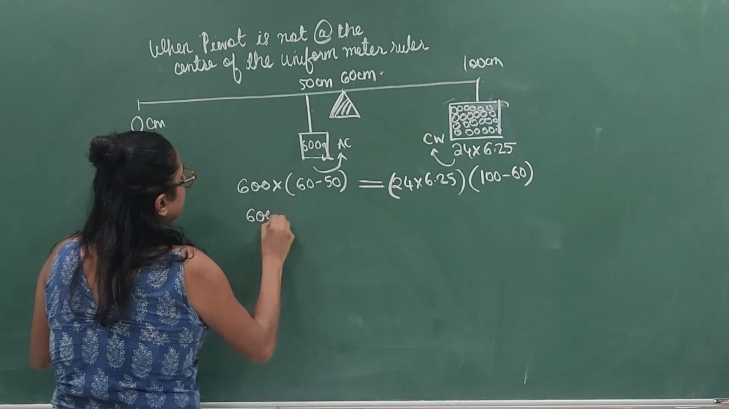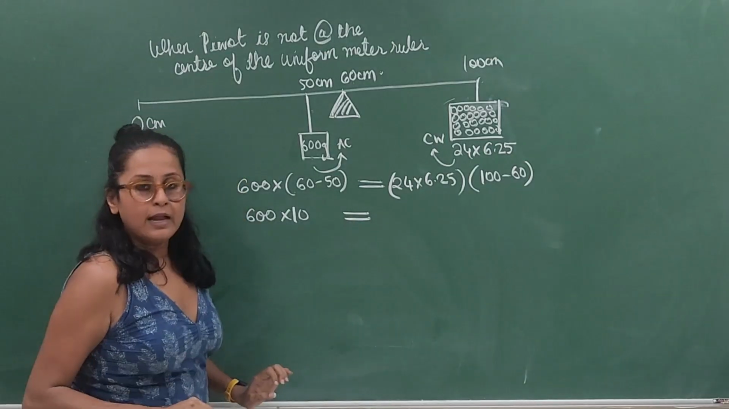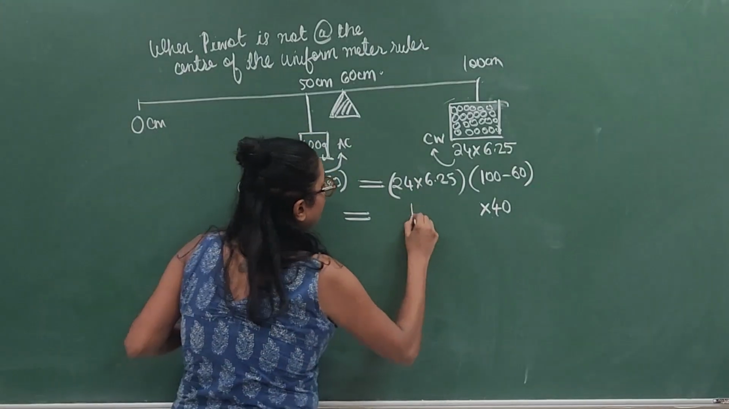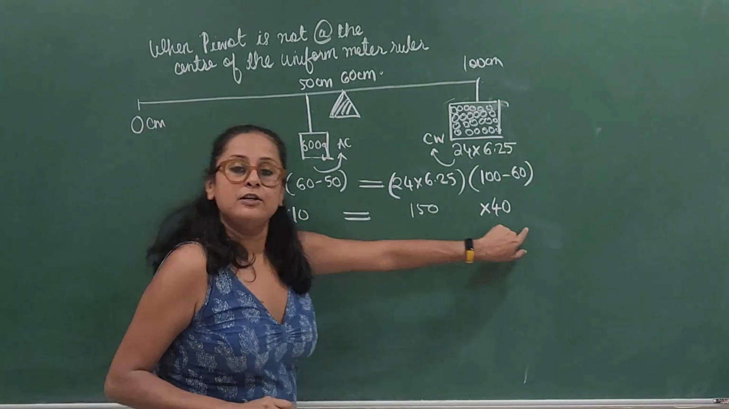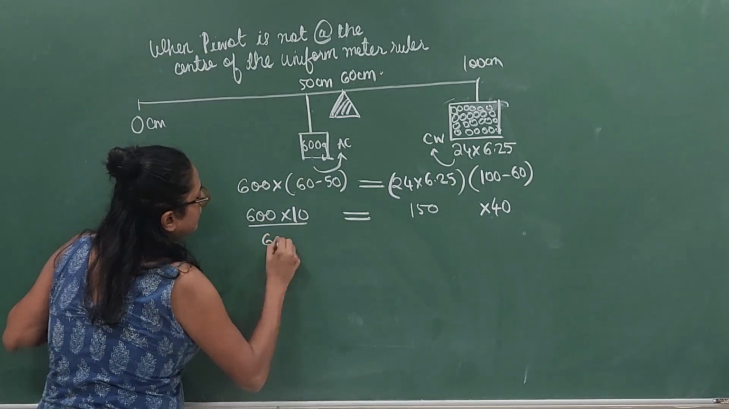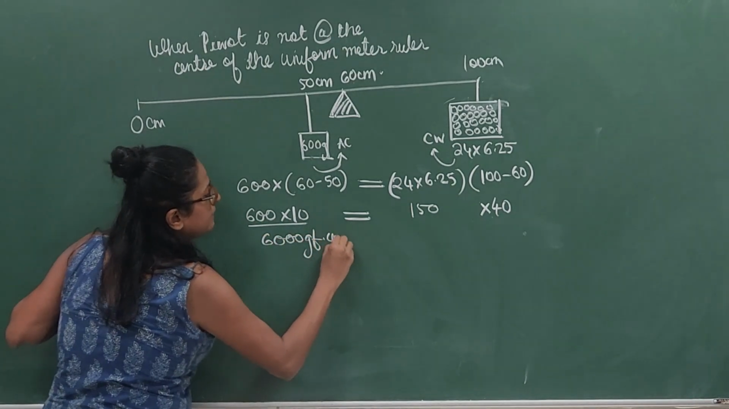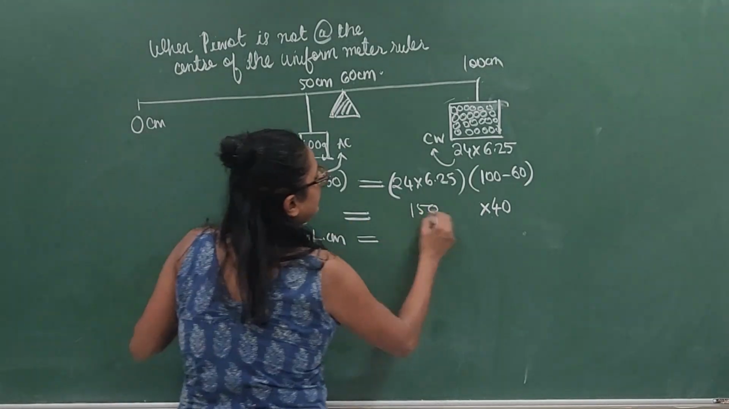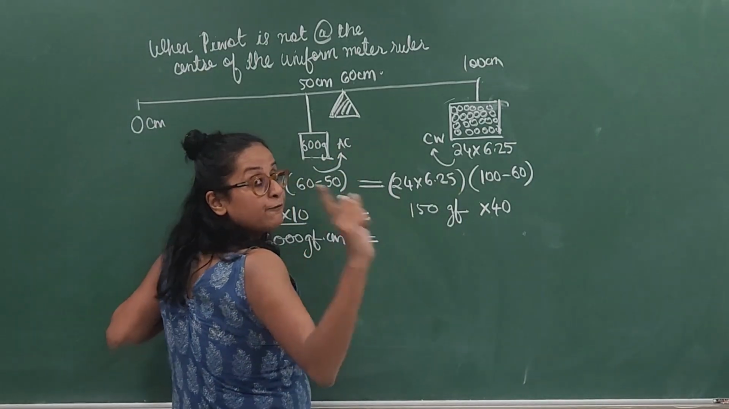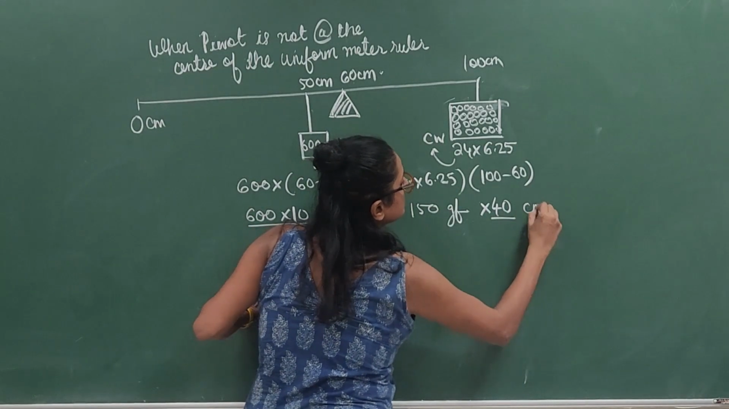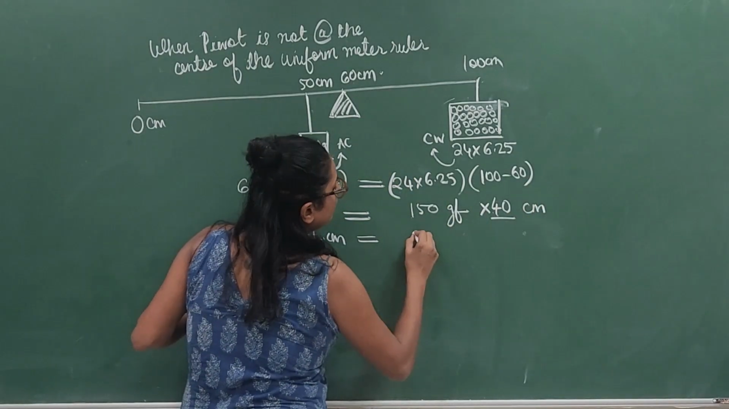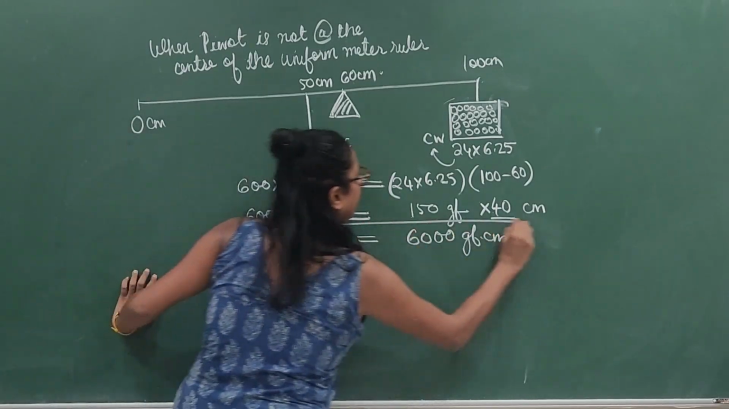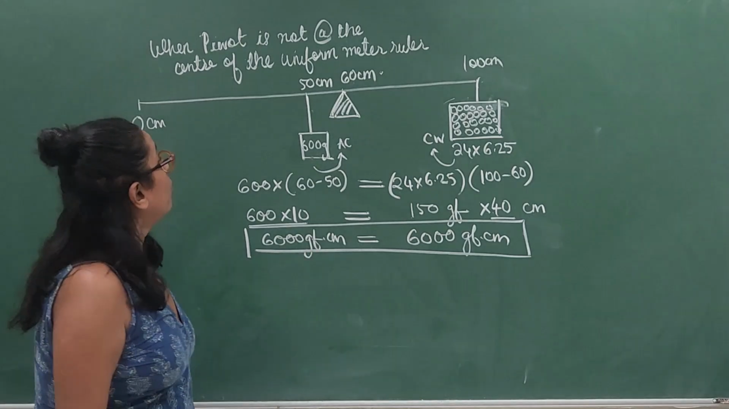So what do we have here? 600 into 10. Ideally, this should be equal to 24 into 6.25 into 40. So what is 600 into 10? This is 6000 gf centimeter. Please write the units. That should be equal to, and is equal to, we can verify that, 150 gram force. This is the total mass of 24 balls and 40 is the distance in centimeter. What is 150 into 40? 15 fours are 60, and 0, so 6000 gf centimeter. So we can say here also the principle of moments is verified.